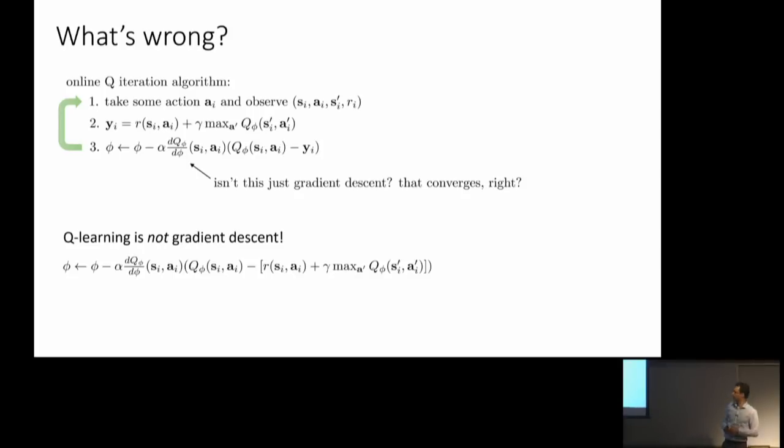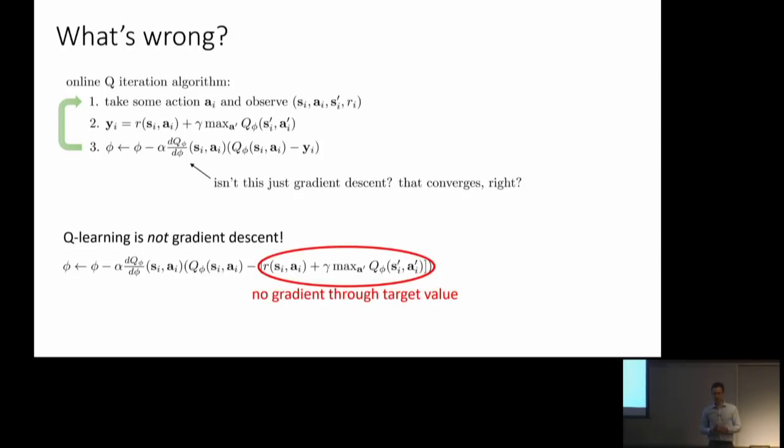Well, there are kind of two big things that are troubling about this algorithm. The first one is that step 3 is not really gradient descent. So if you remember, we discussed how even though this looks like the gradient of some squared error between q and y, the fact is that y actually depends on q, and we're ignoring that dependence, which makes this not quite gradient descent, right? We're ignoring the gradient through the target value. So that's one potential source for trouble, and we can find ways to, not to fully solve it, but to mitigate its ill effects.